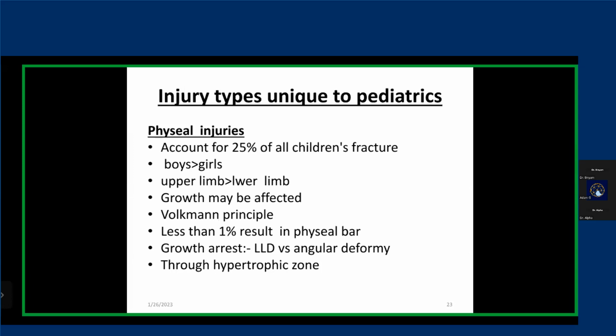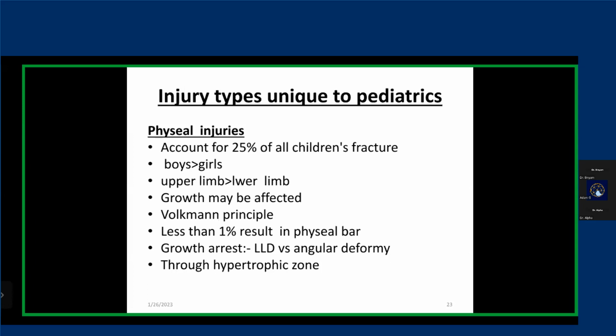For you, it's important to know what type 2 looks like, because it's the most common one, and it has a good prognosis, unlike 3 and 4. Type 5 has the worst prognosis. It's a crush injury. The whole plate is crushed, and restoring growth in that growth plate is going to be near impossible.